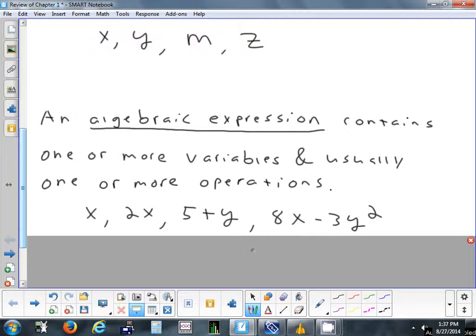How about 3 right next to y squared? That's also multiplication. So there's a ton of operations here. You got multiplication here, multiplication with 3y squared, and a subtraction sign. So these are all what we call algebraic expressions. Anything that's got a variable in it is an algebraic expression. If I wrote something like this, 2 plus 4, that's not an algebraic expression because it does not contain one or more variables. There are no variables in 2 plus 4. 4 is a number. So to be algebraic, it's got to have a letter in it.